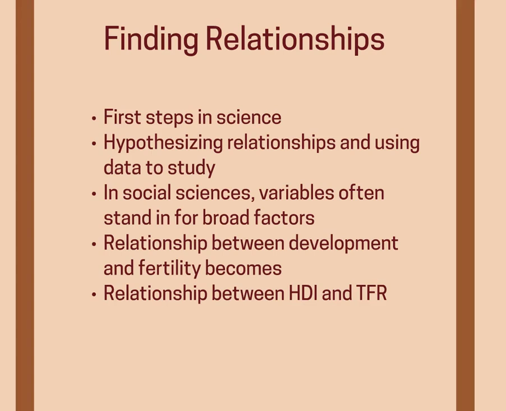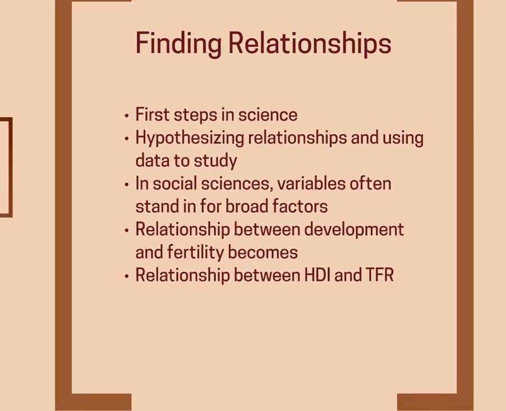Now, in the social sciences, because humanity is very complex, we usually have variables that stand in for really broad factors. So if we want to understand the relationship between development on the one hand and fertility on the other, like we did when we were in Europe and Russia and talking about the demographic transition, we'd actually be looking instead for finding a relationship between something like the Human Development Index on the one hand and the total fertility rate on the other.